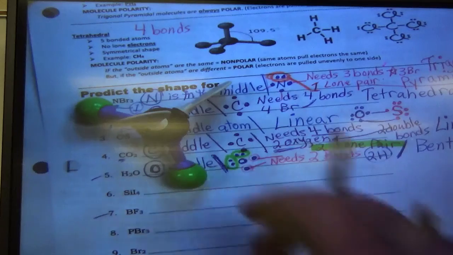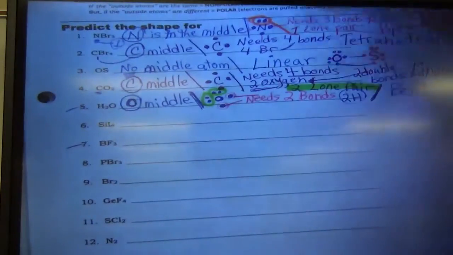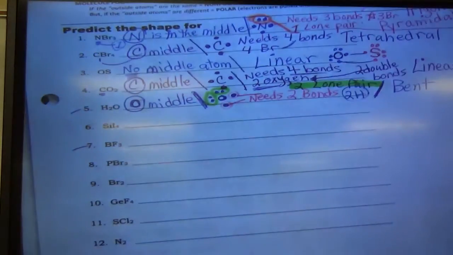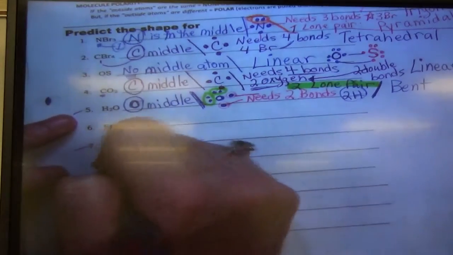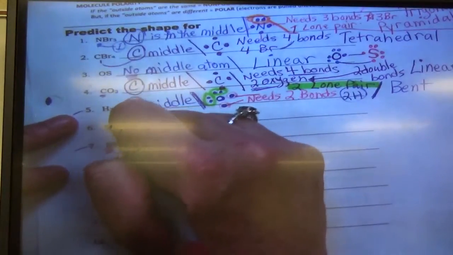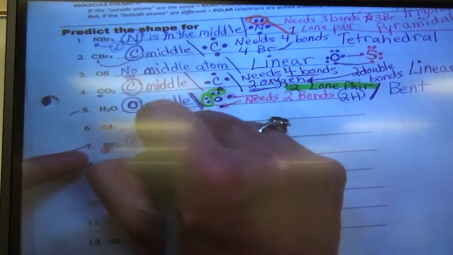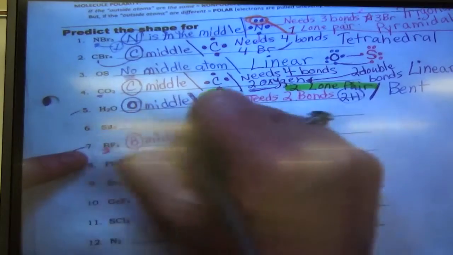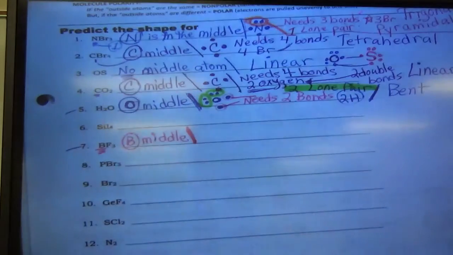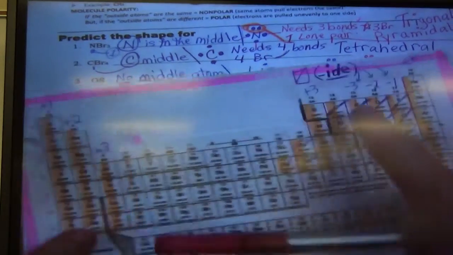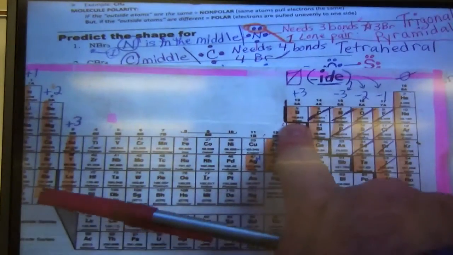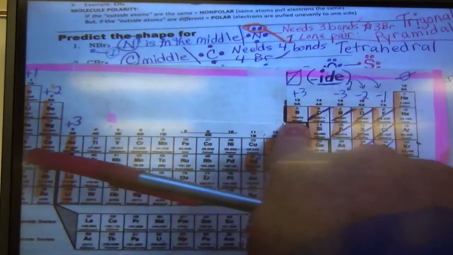All right. Let's go down to number 7. Here we go again. Which element's in the middle? B. Okay, so let's do a skills check. Can everybody identify the middle atom? Now that we've done quite a few, do you feel confident you can identify the middle atom? Okay. Now, how many valence electrons are on boron? Here's boron. 3, right. Group 13, 3 valence electrons.